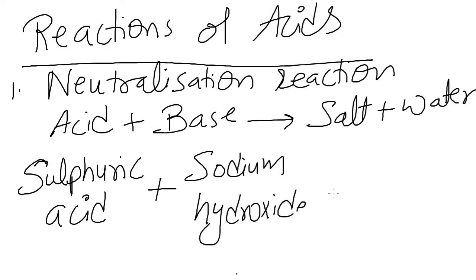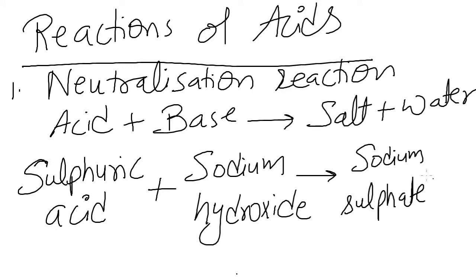Okay, so it produces salt and water. So tell me what will be produced? Sodium sulfate plus water. Okay, so similarly, in case I have hydrochloric acid plus sodium hydroxide, it will produce sodium chloride plus water. In case I have nitric acid plus sodium hydroxide, it will produce sodium nitrate plus water.